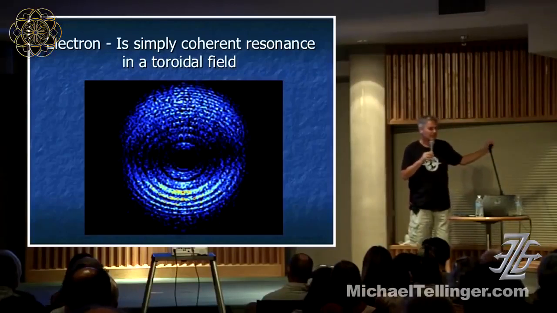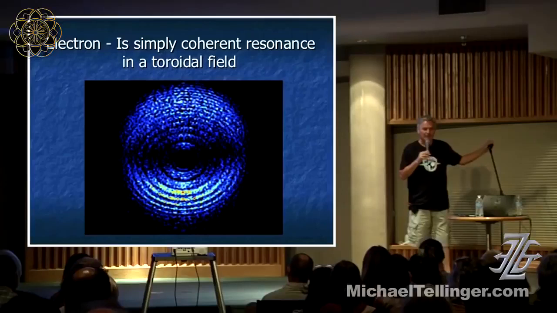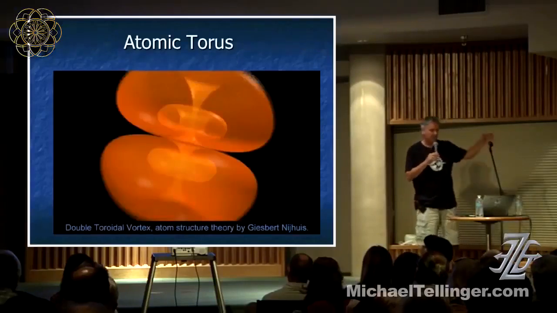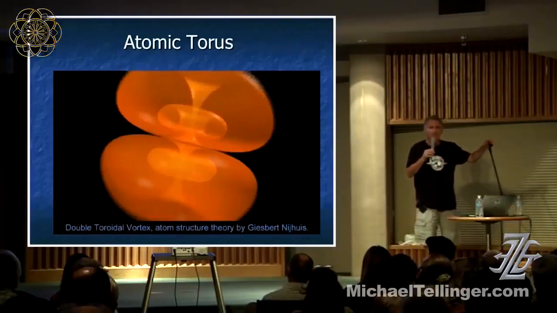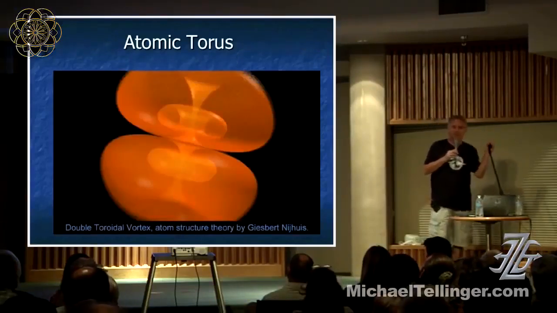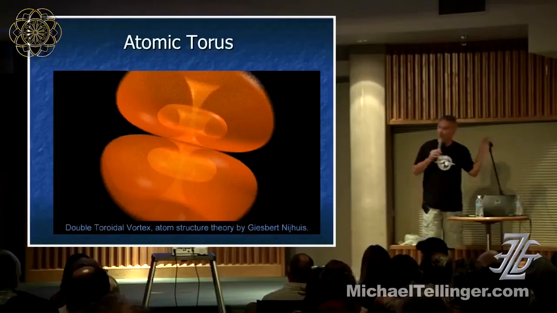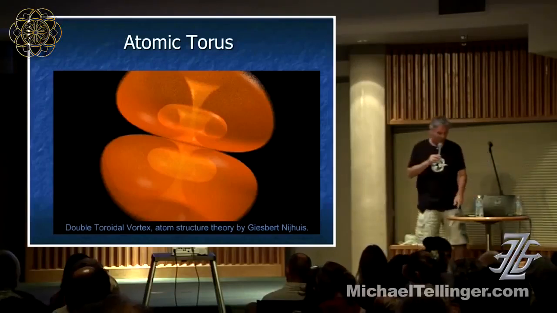That's all it is. It's not a particle. It is a resonance toroidal field, a resonating toroidal field. The same with the atomic structure. The atom is a toroidal field. It's not the atomic structure that we've been shown by science throughout our schooling careers. This is probably a lot closer to what an atom looks like.